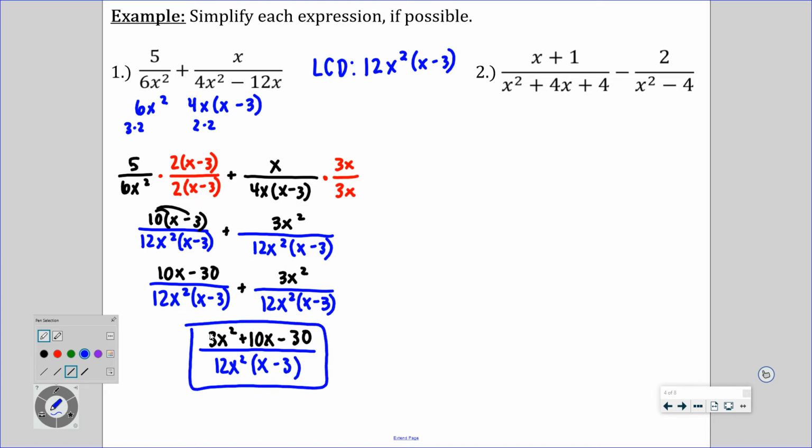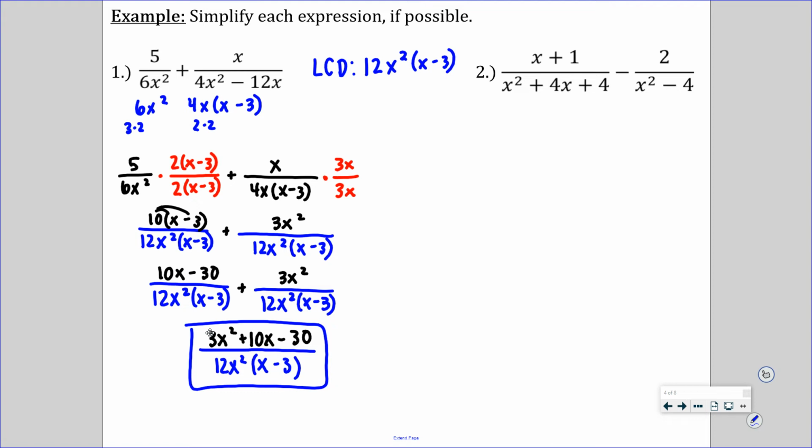Now, you should check if the top factors. I don't think it does. You should check if the top factors, like you'd have to try the AC method, because it might be able to be simplified. But if you find the LCD, the least common denominator, your answer should come out simplified. Sometimes people will just straight up multiply the denominators together, and then you're going to get a large polynomial in your numerator that you have to try and factor.